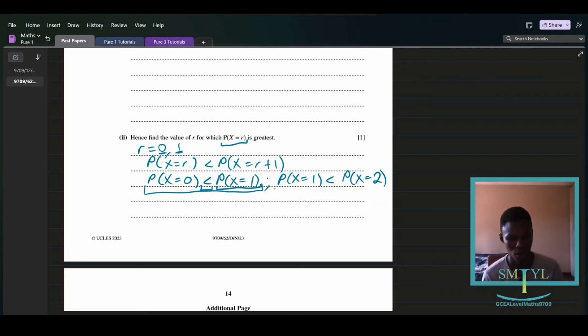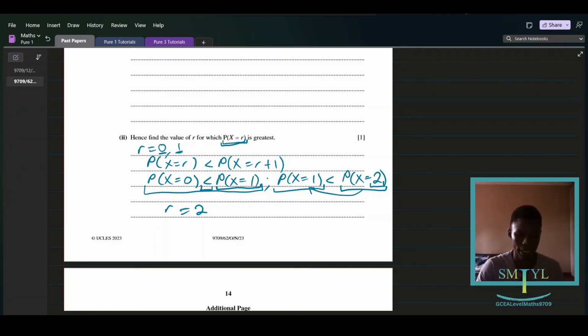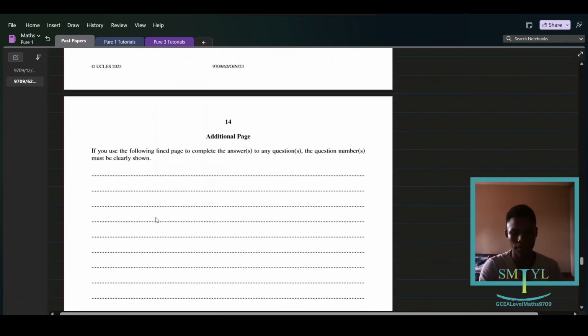But then we go on with the probability that X equals 1, and when we compare it to the probability that X equals 2, we get that the probability that X is equal to 2 is in fact greater than the probability that X is equal to 1. So it must mean that the value of r, which yields the greatest probability that X is equal to r, is 2, and we can conclude that r is 2, and that's our final answer. And I believe that's the last question.